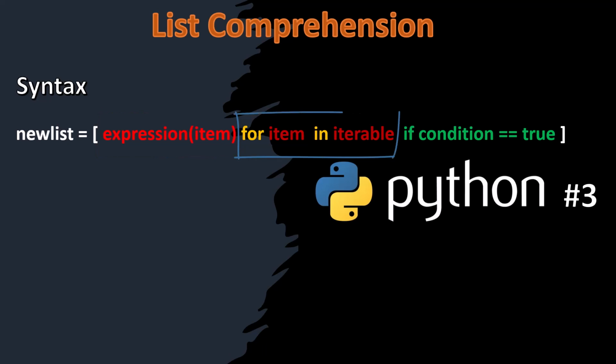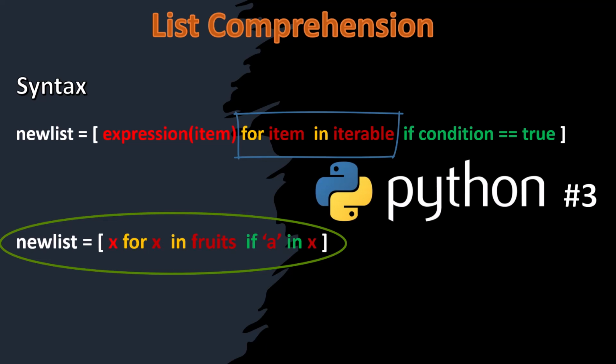The second part is for item in iterable. It means that we can iterate through it. In our example, we have written for x in fruits. Fruits is an iterable. So we are taking each item from this list and storing it inside variable x, one at a time.